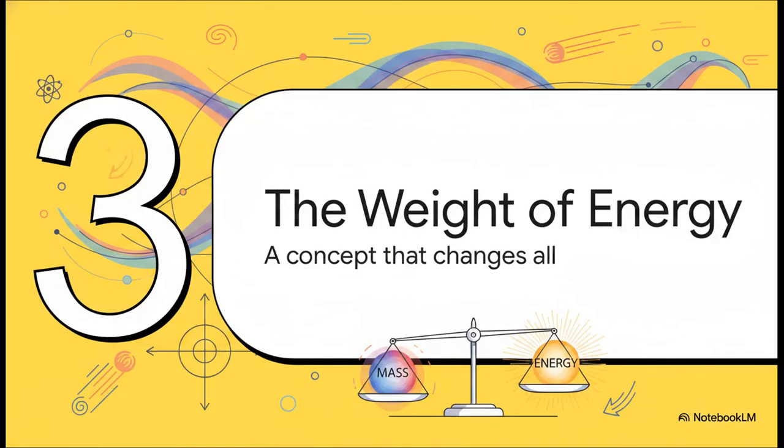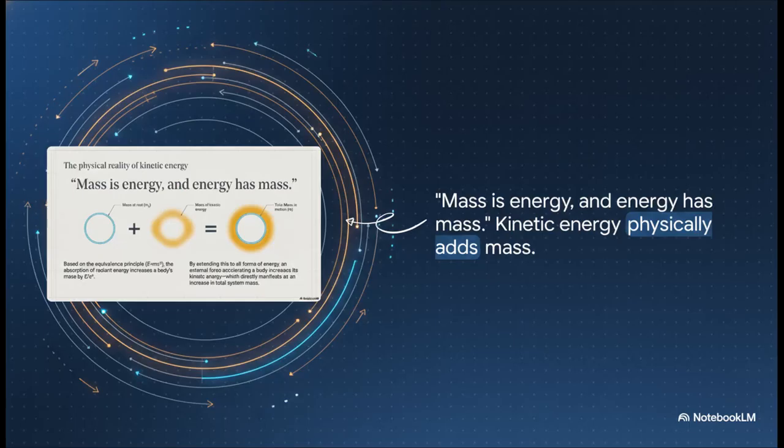So let's really dig into that core concept, because this one simple idea is what unlocks this entire puzzle. It all comes down to the weight, or more accurately, the mass of energy itself. Here's the big idea in a nutshell. Mass is energy, and energy has mass. It's that simple. So when you add energy to something, any kind of energy, you are also literally adding mass. When you push an object and give it kinetic energy, you are making it physically more massive. The total mass of that moving object is its original mass plus the mass of its motion.